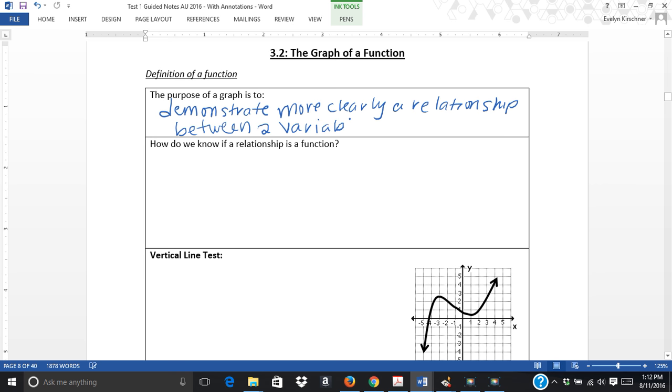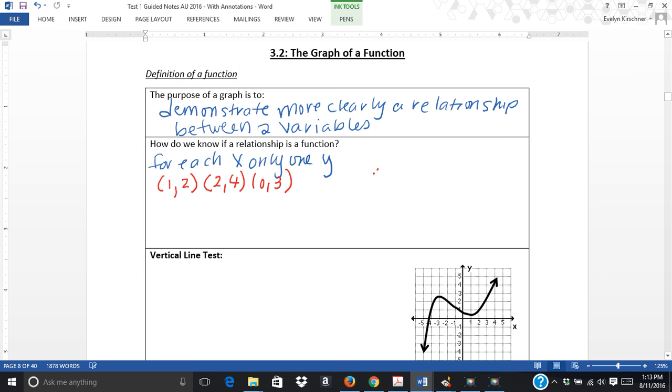Now, okay, so a graph is a picture. We also can look at our relationship as a table or as a mapping or as an equation. But how do I know if a relationship is a function? Basically, we say for each x, only one y. So one example might be if I give you some points. I have a relationship of (1, 2), (2, 4), (0, 3). This is a function because the x's are not repeated.